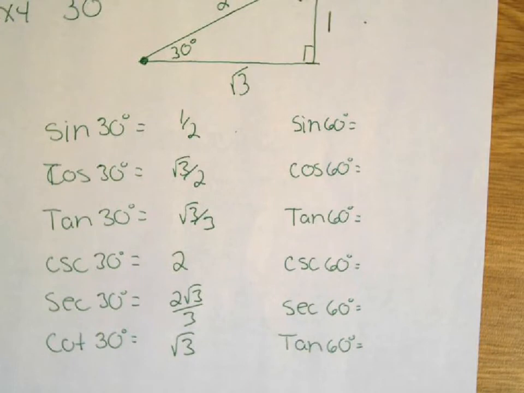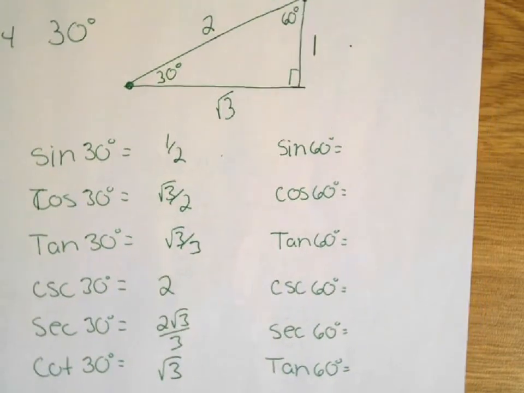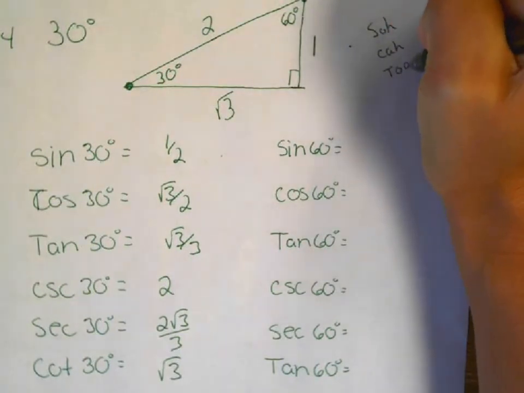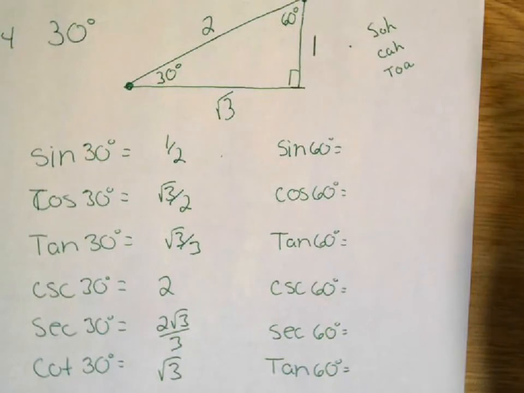Okay, do your 6 ratios so we can wrap this up. S-O-H, C-A-H, opposite, and T-O-A. And you're standing on the 60.